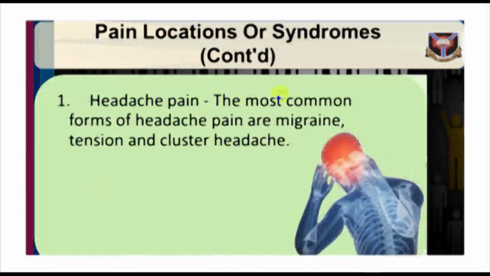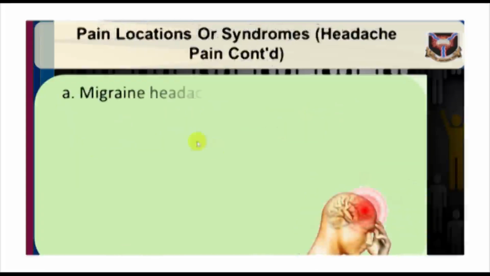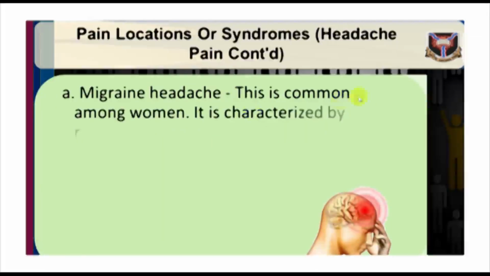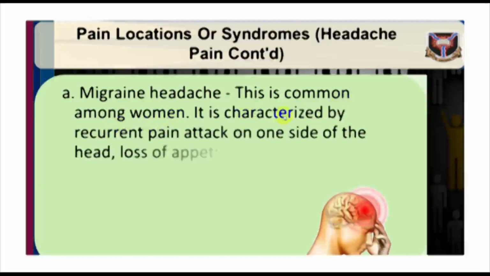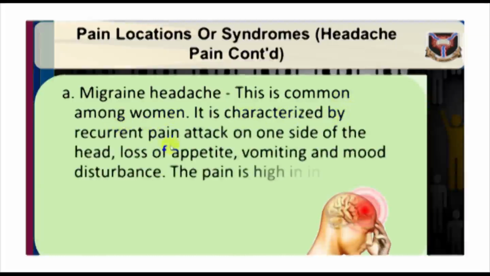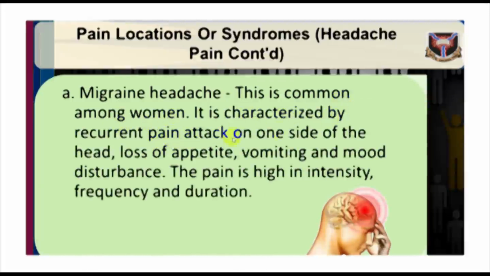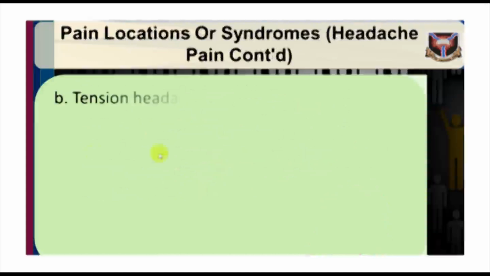1. Headache pain. The most common forms of headache pain are migraine, tension, and cluster headache. A. Migraine headache. This is common among women. It is characterized by recurrent pain attack on one side of the head, loss of appetite, vomiting, and mood disturbance. The pain is high in intensity, frequency, and duration.